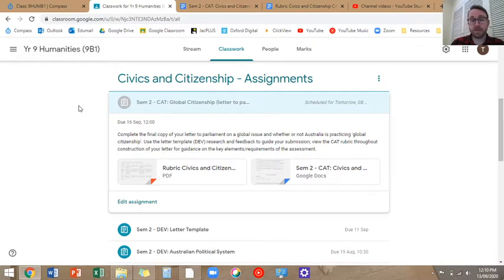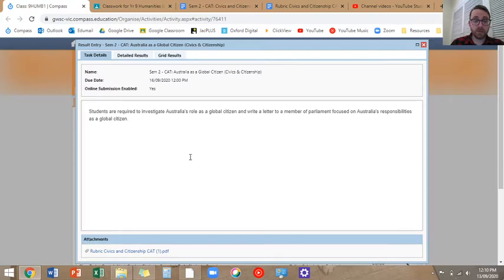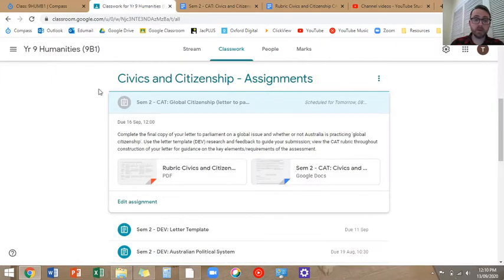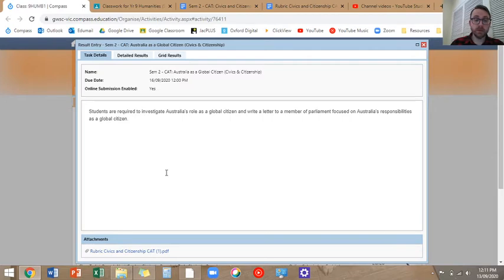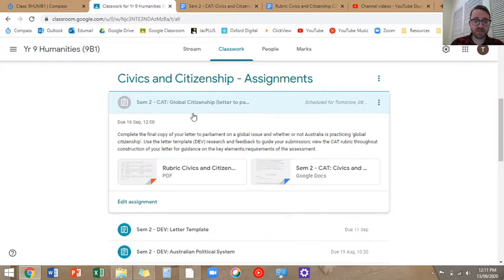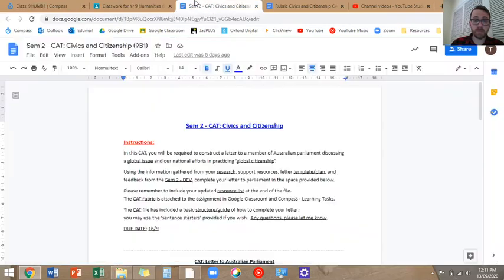Anyway, so the CAT is located in Google Classroom and in Compass. So you can submit to either platform, whatever's easiest for you. If you're using Google Docs, probably just easiest to smash it into here. If you are an old school traditional person, then you can use Compass as well, submitting it as a Microsoft Word file. So what you need to do is open up this assignment, and you can see I've attached the instructions and the rubric. The rubric is also in Compass as well, but I'll go through the instructions first.